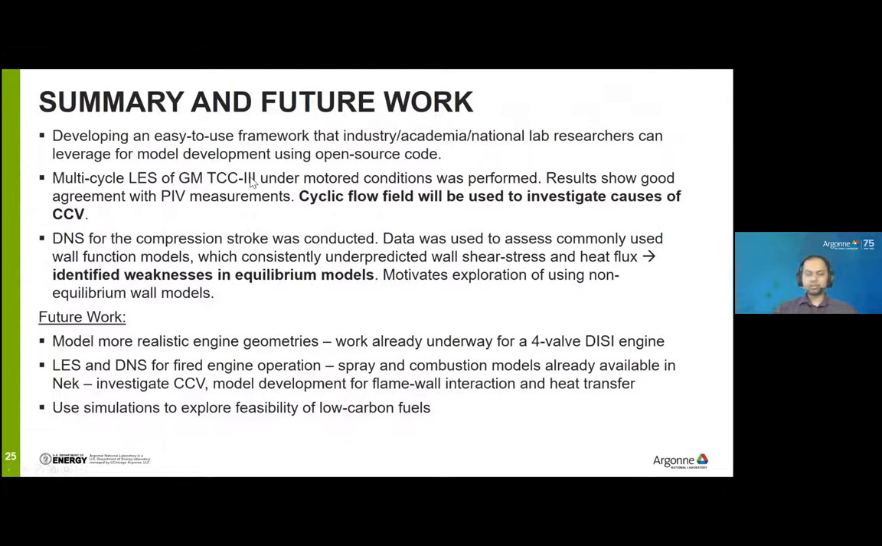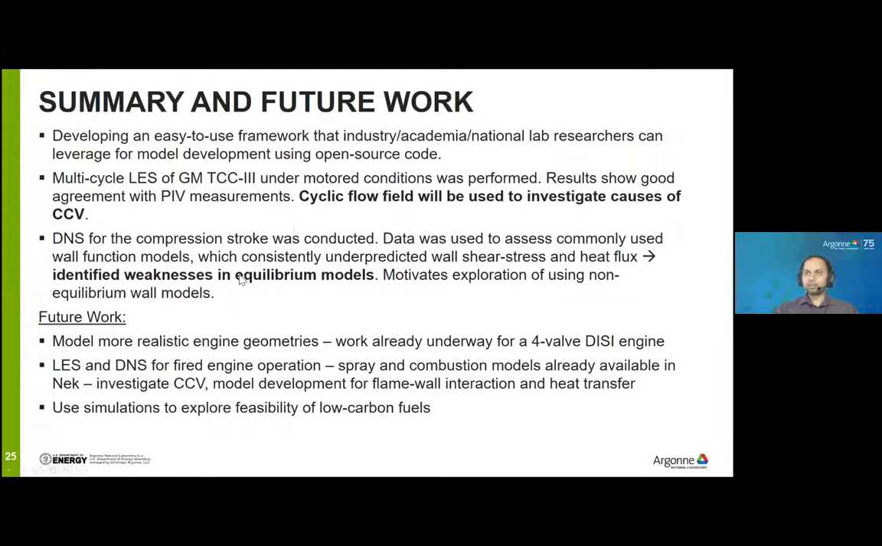In this presentation, I showed some work from two different parts of this project. One was this multi-cycle LES for the GM TCC3 engine to look at the causes of cyclic variability. Overall, we see that we are able to agree pretty well with the PIV measurements, and we're also doing further analysis to investigate causes of CCV.